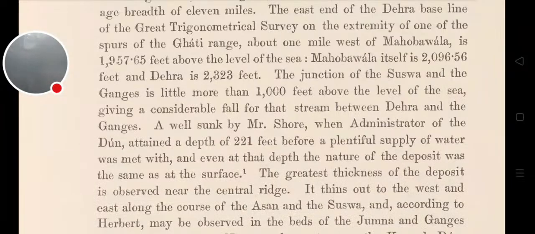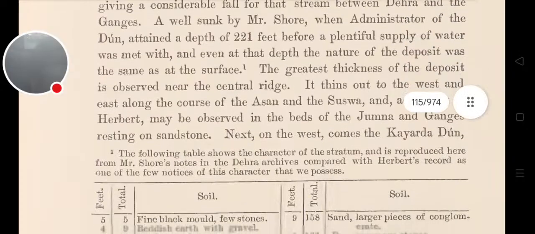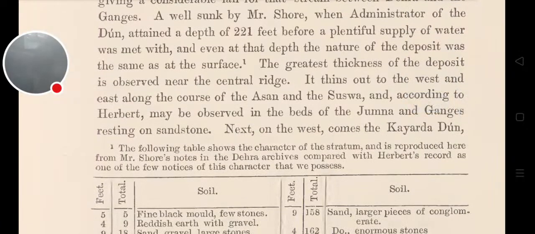A well sunk by Mr. Shore, when administrator of the Dun, attained a depth of 221 feet before a plentiful supply of water was met with, and even at that depth, the nature of the deposit was the same as at the surface. The greatest thickness of the deposit is observed near the central ridge. It thins out to the west and east along the course of the Asan and the Suswa, and according to Herbert, may be observed in the beds of the Jamna and Ganges resting on sandstone.